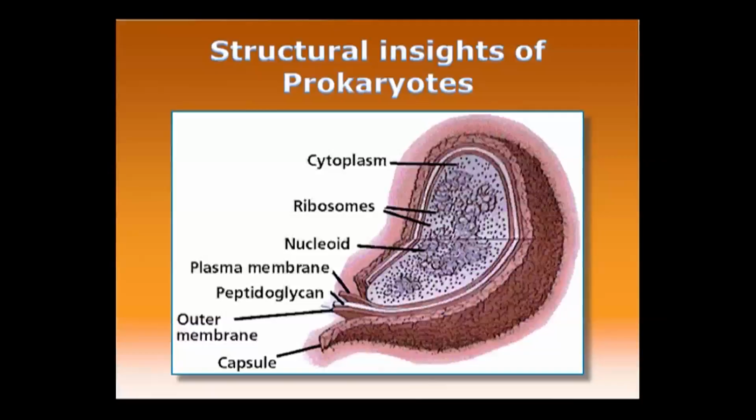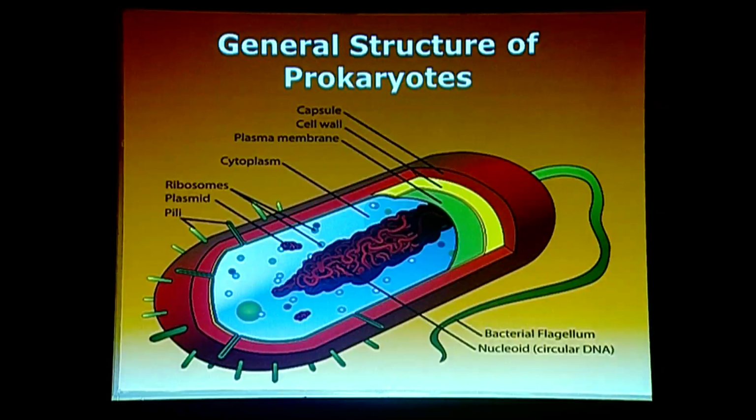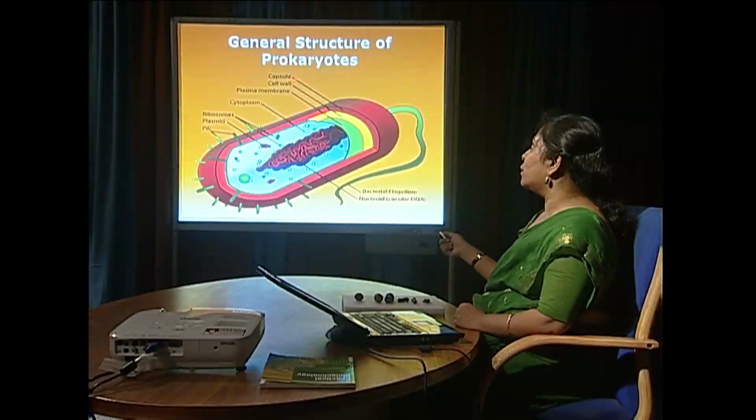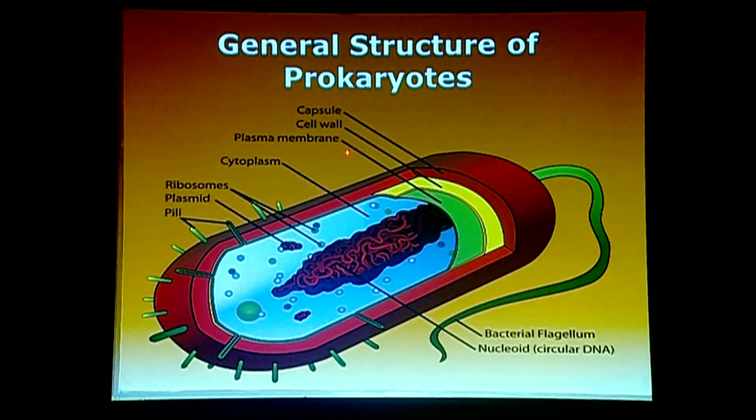This is the structural insight of prokaryote or general bacteria. General structure of prokaryote or bacteria include capsule, cell wall, plasma membrane, cytoplasm, ribosomes, plasmid, pili as well as flagella. Along with that, bacterial nucleoid is there.